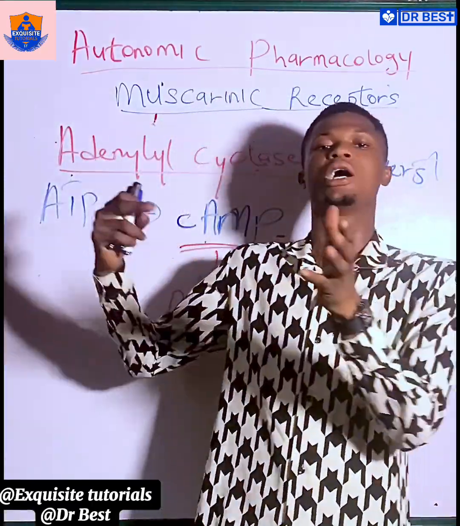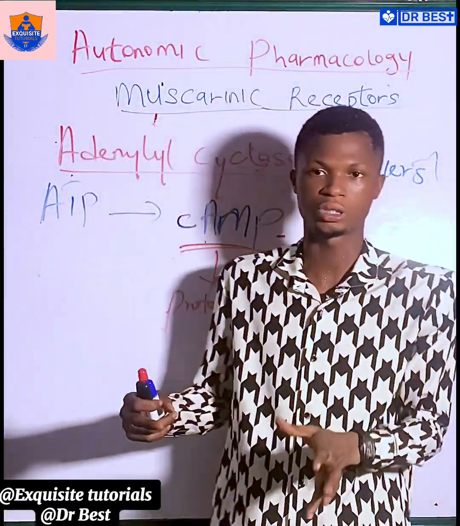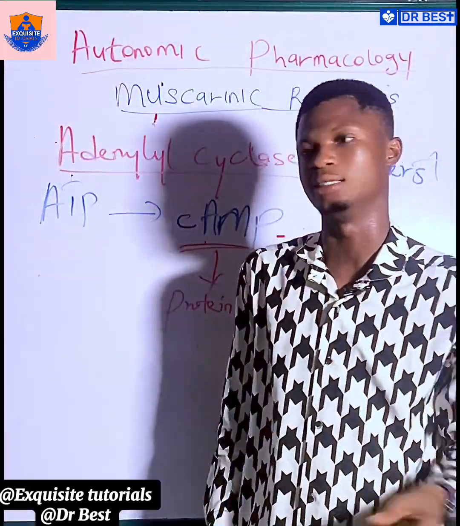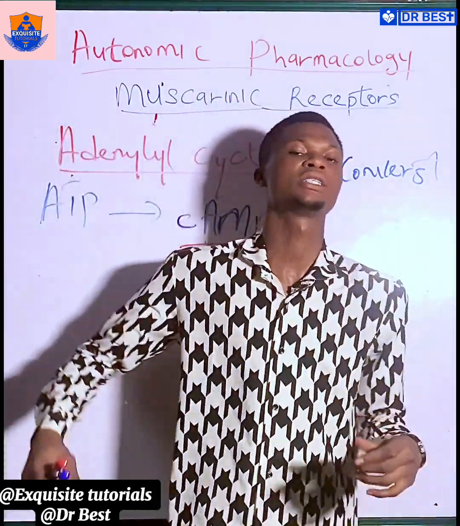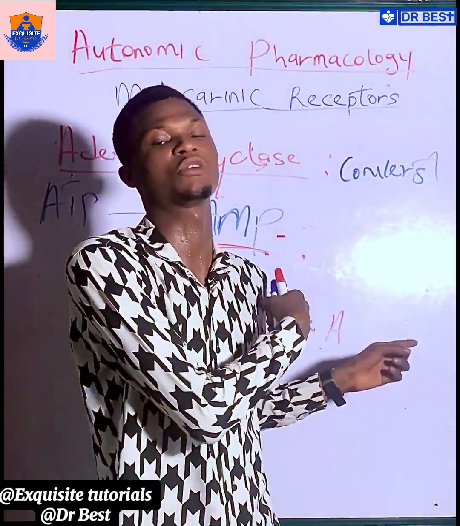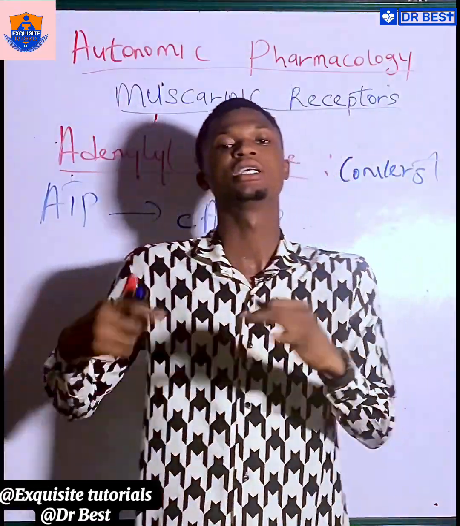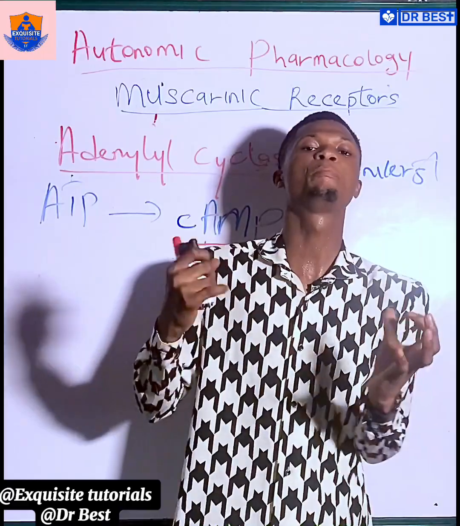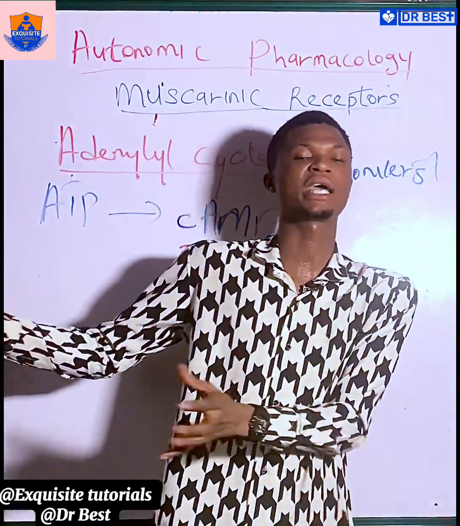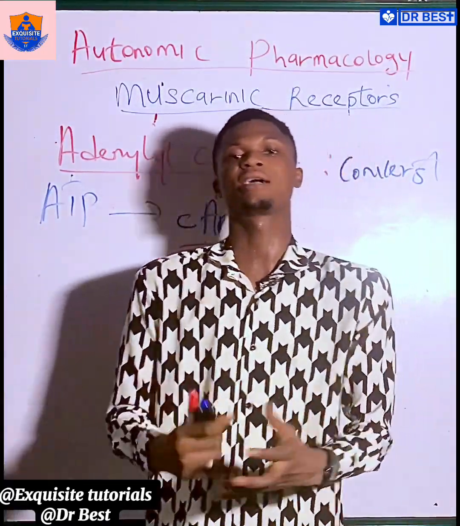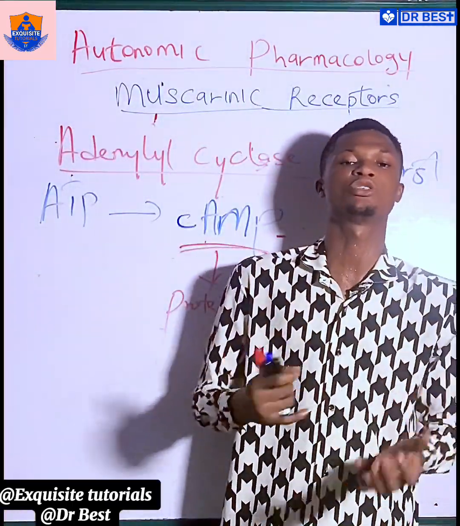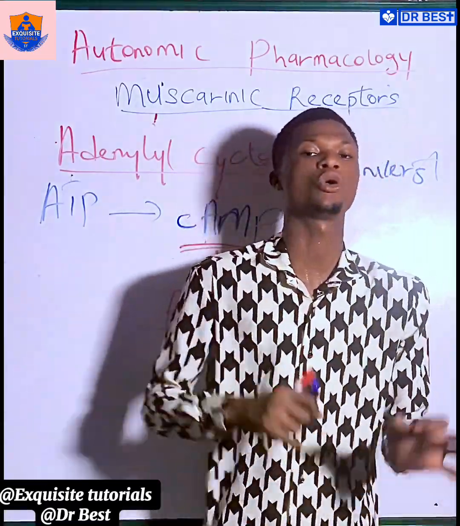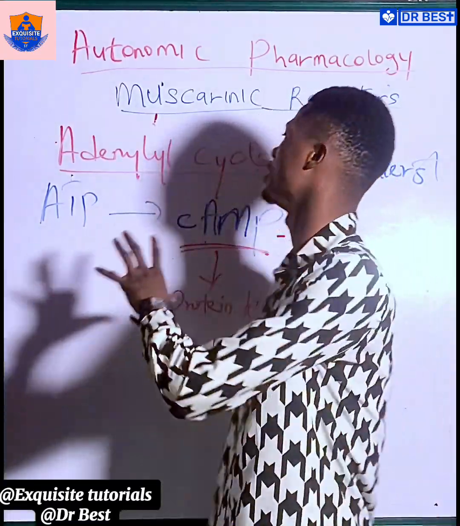Now, on the other hand, we'll also talk about muscarinic receptors that can lead to inhibition of adenylyl cyclase. Adenylyl cyclase is supposed to convert ATP, adenosine triphosphate, to cyclic AMP, cyclic adenosine monophosphate. So when this process is inhibited, there will not be enough cyclic AMP, so there will be a reduction in cyclic AMP, and this reduction is going to lead to activation of potassium ion channel or inhibition of calcium ion channel, and we have explained all these things.